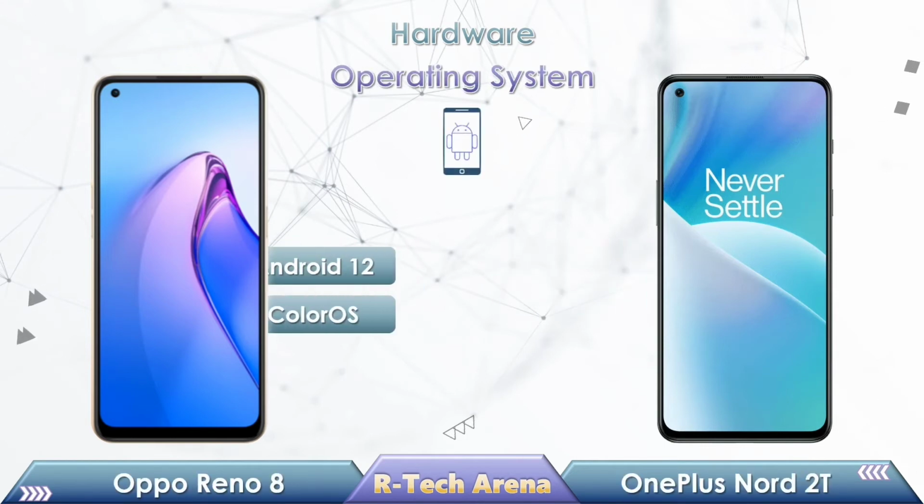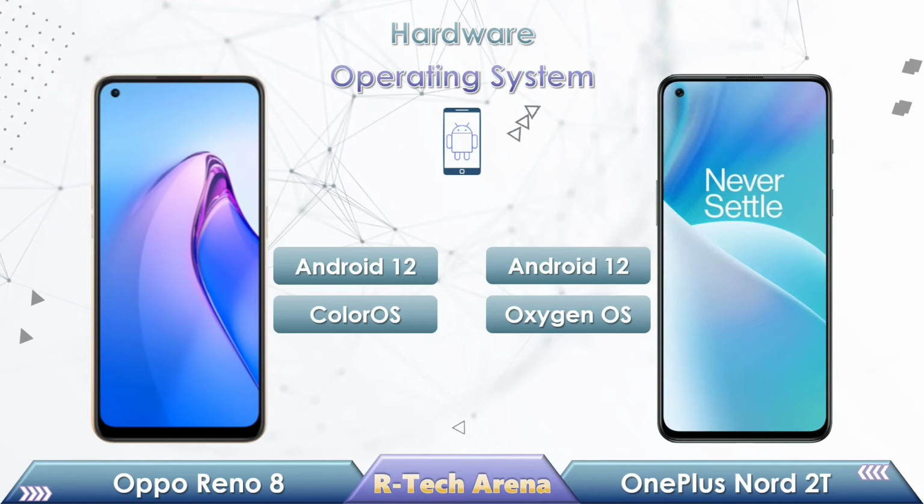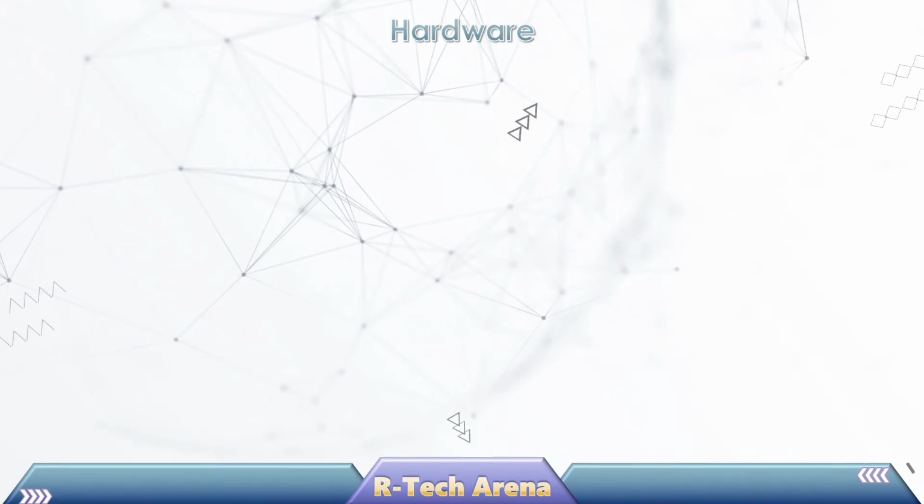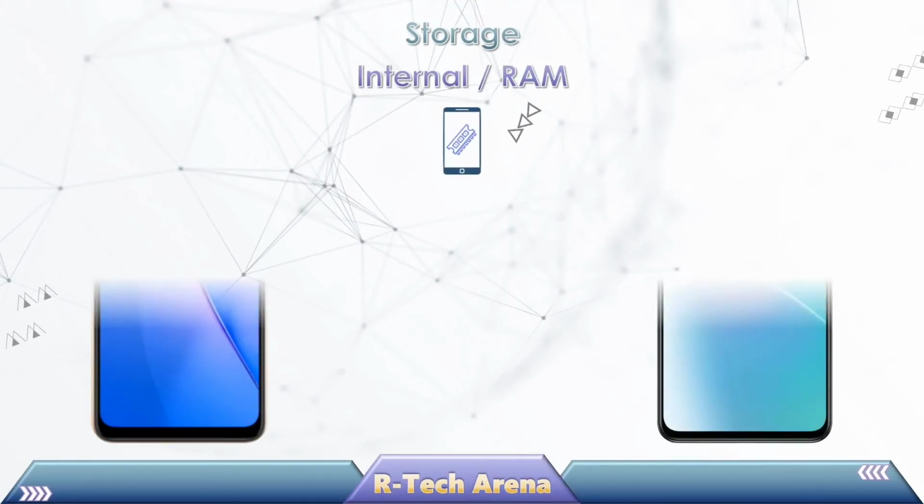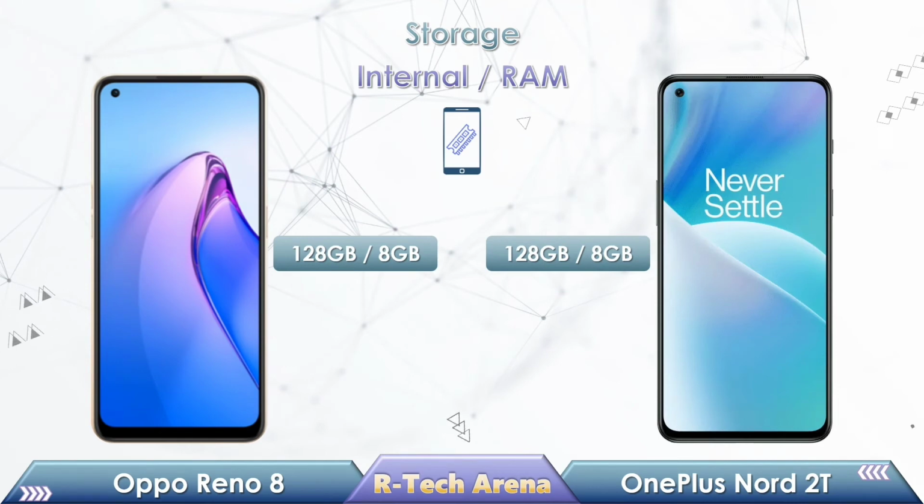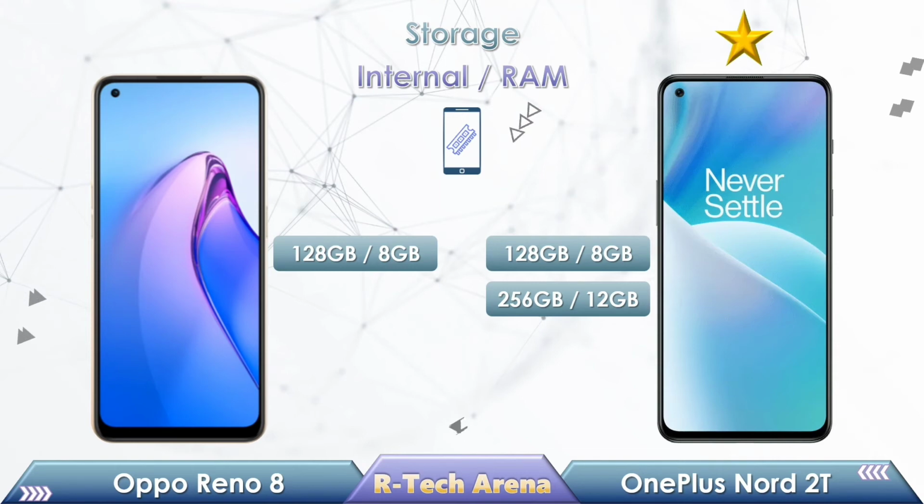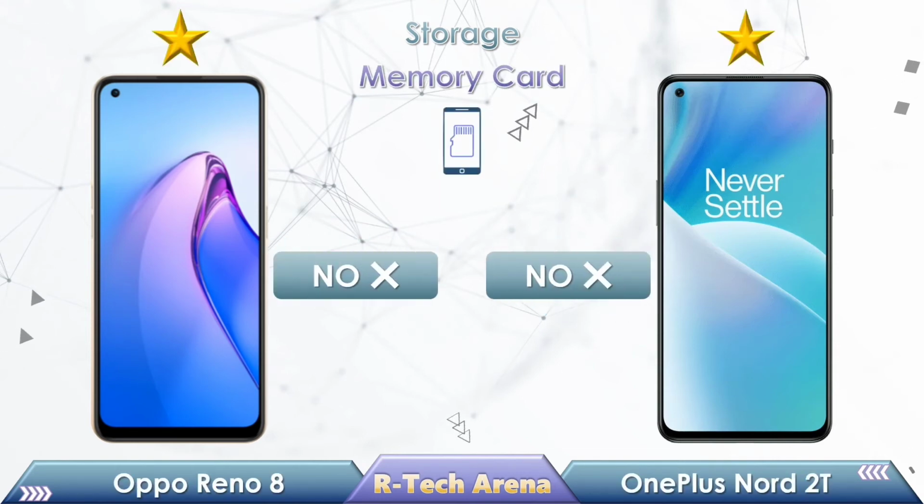Let's compare the operating system. Oppo Reno 8 comes with a ColorOS based Android 12 operating system, while OnePlus Nord 2T comes with an Oxygen OS based Android 12 operating system. Friends, let's see the storage options in these two phones. Oppo Reno 8 comes in a single variant, 8GB RAM with 128GB storage, while the OnePlus Nord 2T comes with two variants, 8GB RAM with 128GB storage, and 12GB RAM with 256GB storage. Both these phones do not come with a memory card slot.